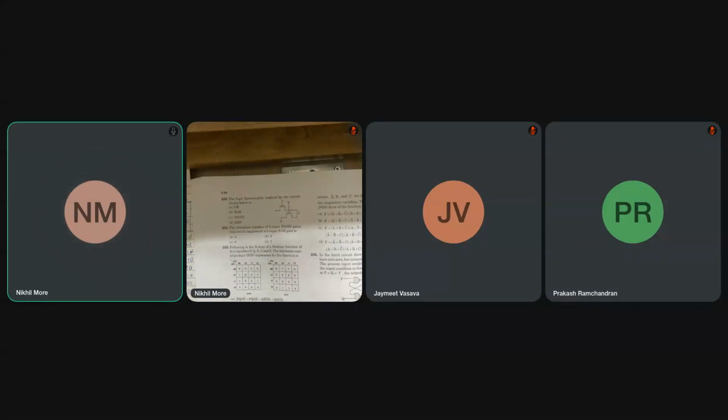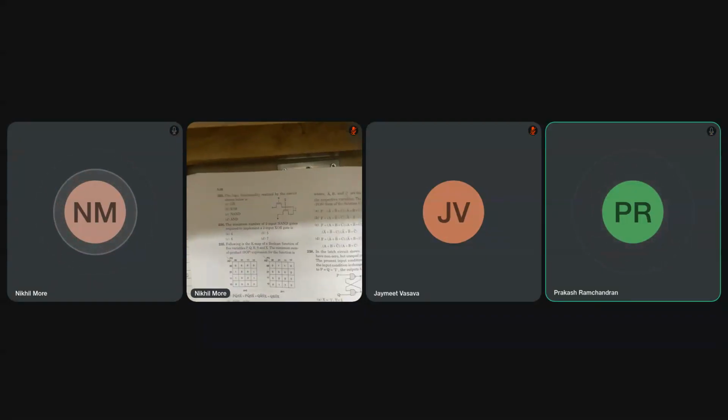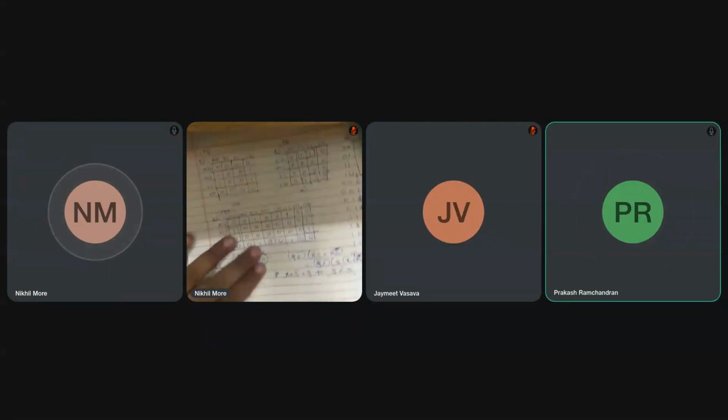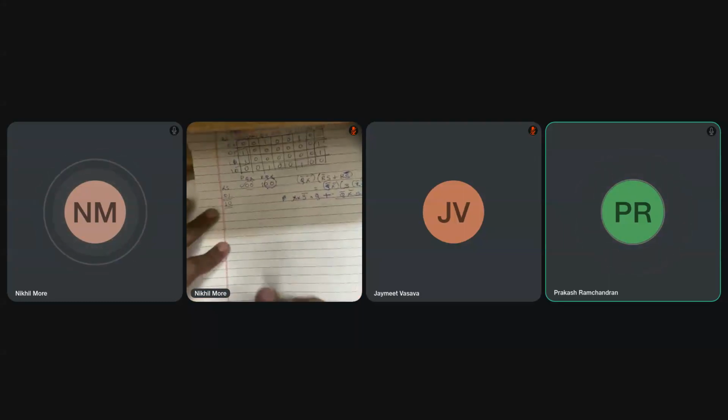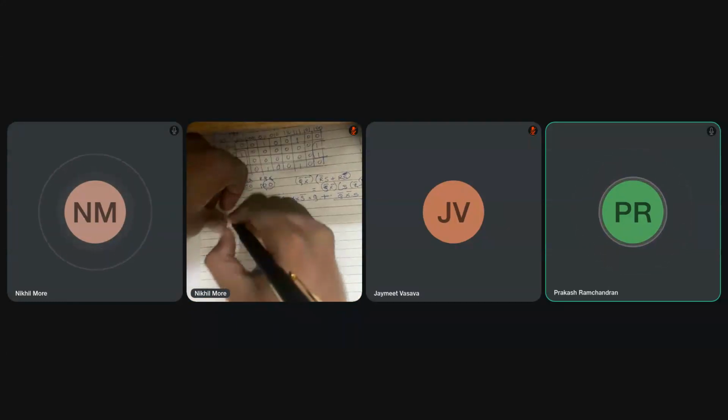Is this clear, or do you have any doubts in calculating this? So what was the mapping? Right, exactly, what does this solve in terms of logic? Okay.